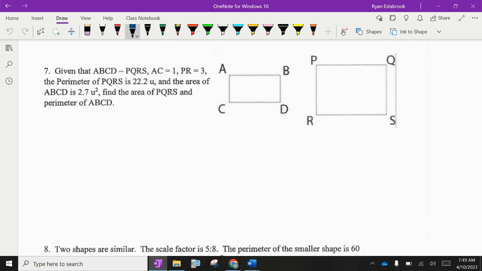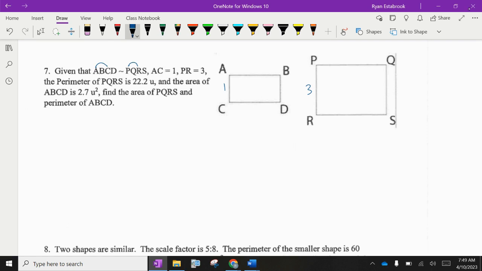All right, so similar polygons means that all the corresponding sides are in the same proportion, all the corresponding angles are equal, and then there are ratios between the areas that are a little bit different. Now, as you look at this one, it might seem like these look like two rectangles that are similar to each other, and maybe they are, but maybe they're not. We don't have enough information to know for sure. AC is 1, PR equals 3.